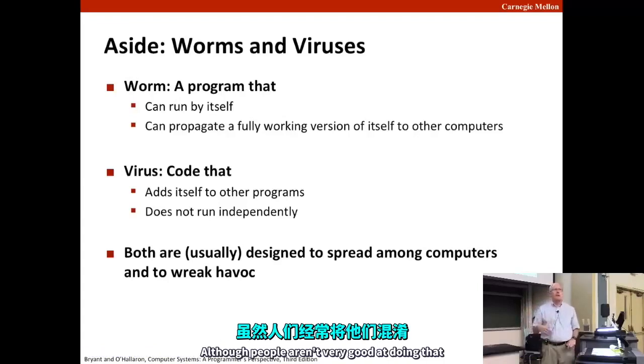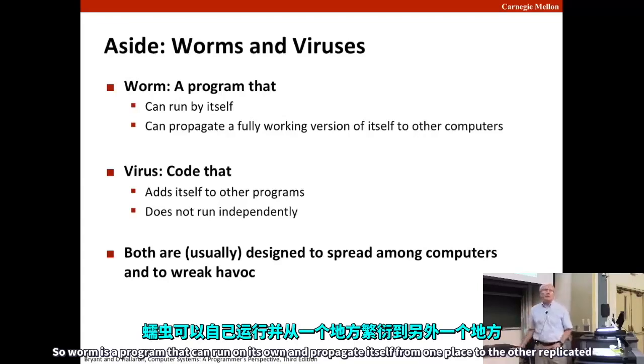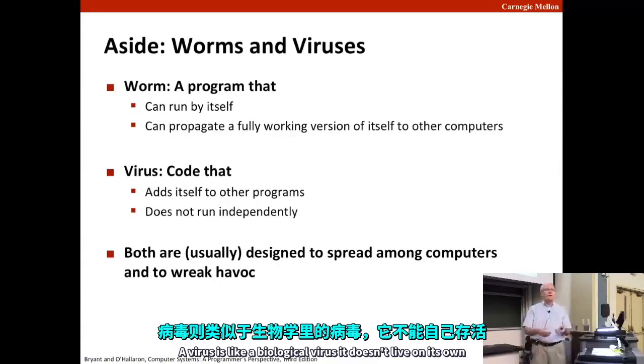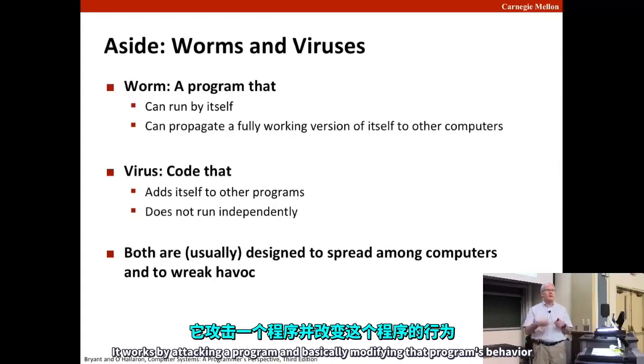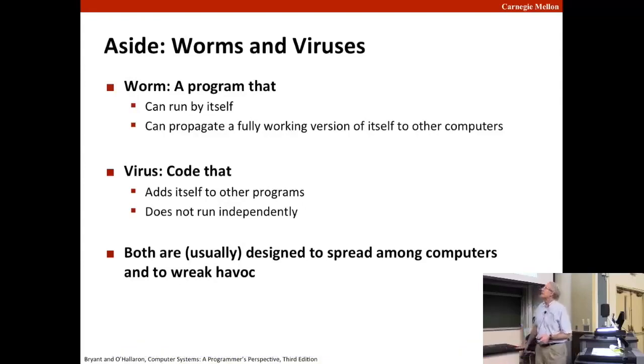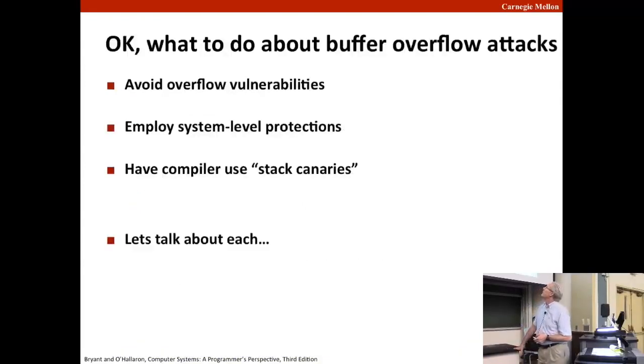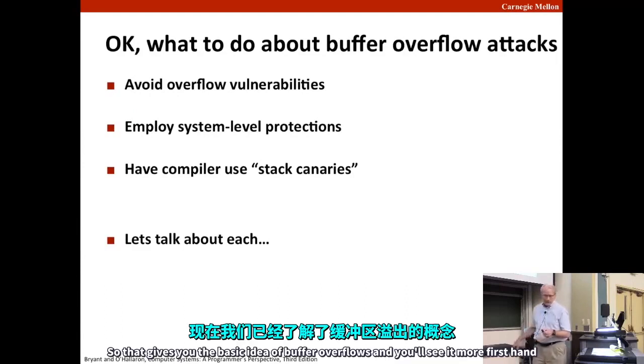So in general, in the security world, you're supposed to distinguish between the idea of a worm and a virus, although people aren't very good at doing that. A worm is a program that can run on its own and propagate itself from one place to the other and replicate. A virus is like a biological virus. It doesn't live on its own. It works by attacking a program and basically modifying that program's behavior.